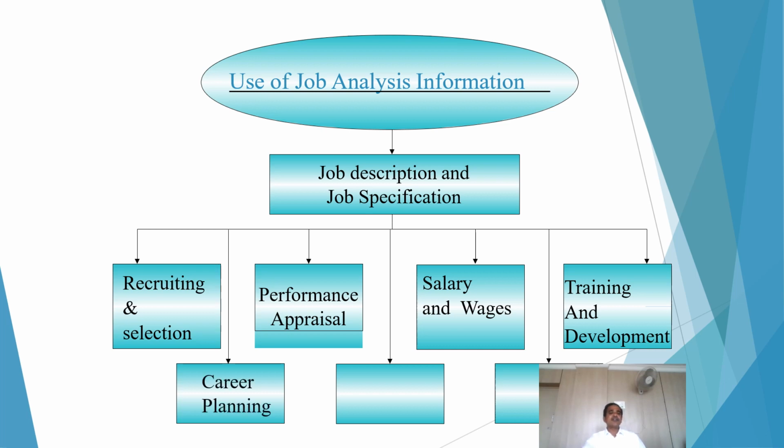Then career planning is also possible through job description, because whenever we are deciding a career path in the organizational structure, we need a job description and job specification statement. Then health and safety requirement in a role, what kind of hazards are involved in that job performance. So we have to look at what safety and health measures are to be provided to the performing incumbent.